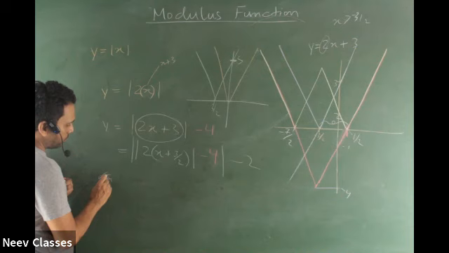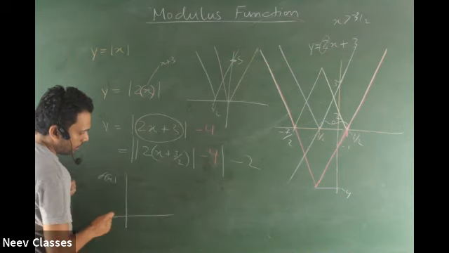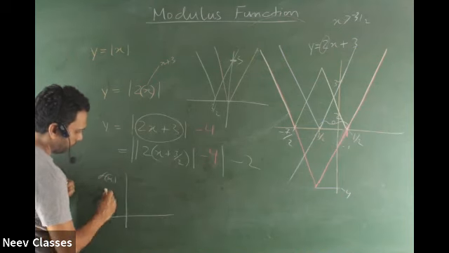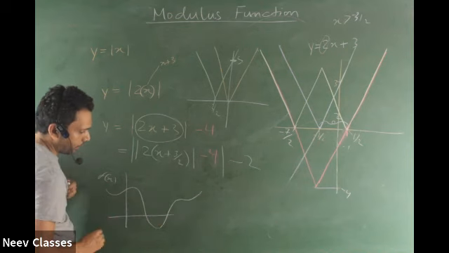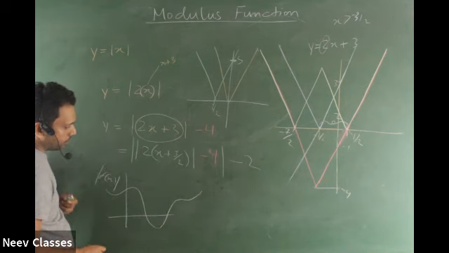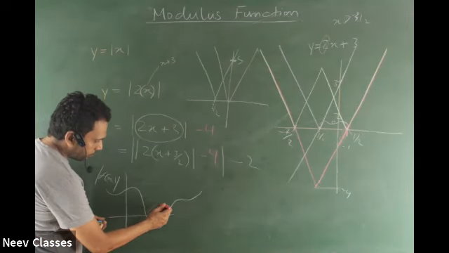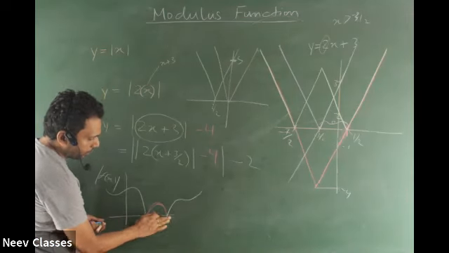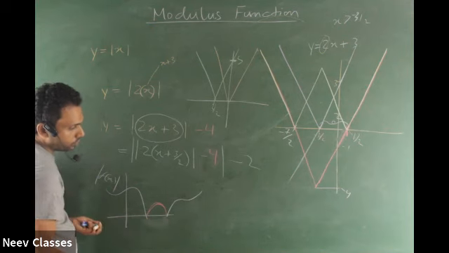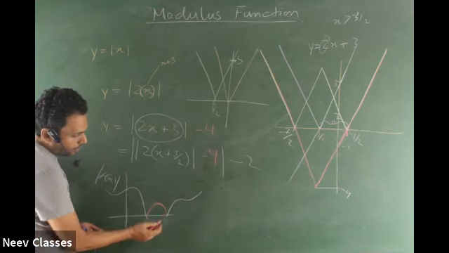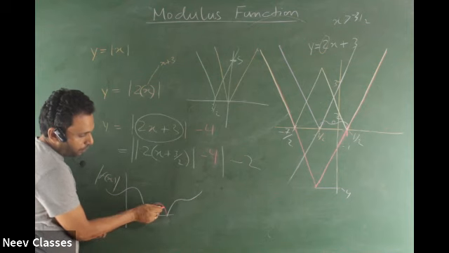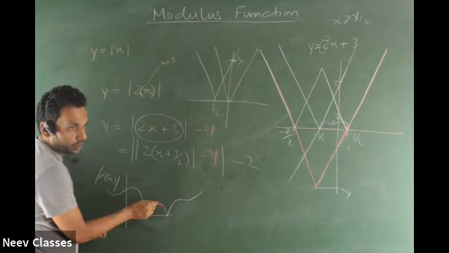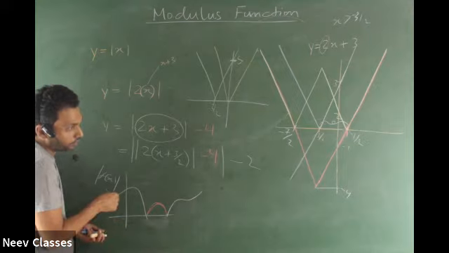If f(x) is a graph like this, whatever, and I say mod of f(x), what will it be? All the negatives become positive. This negative part will go. If it was a -1 somewhere, it will become a +1. If it was a -2, it will become +2. That's it in doing the mod.